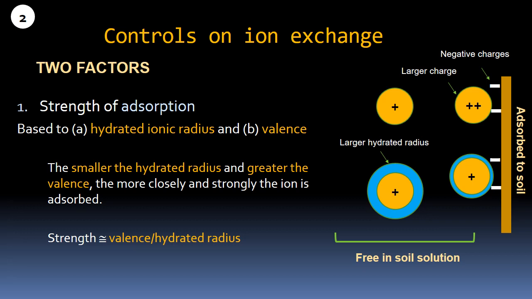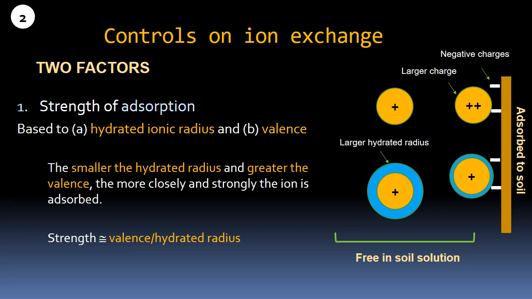The second factor is the hydrated radius. Now imagine that you have the same number of negative charges in the soil, only two, but you have two different cations that have exactly the same number of charges. Both of them are +1.